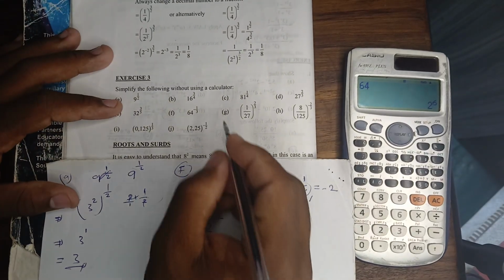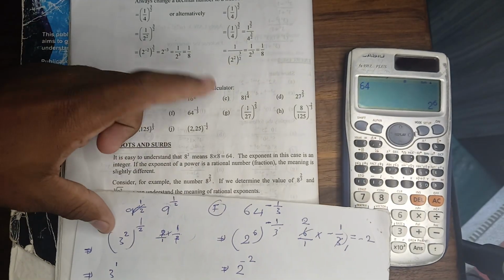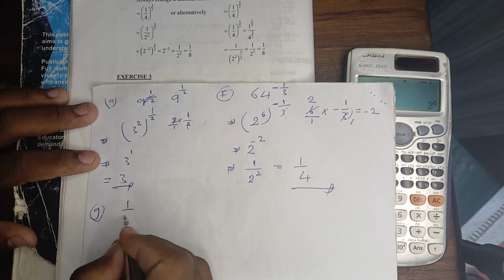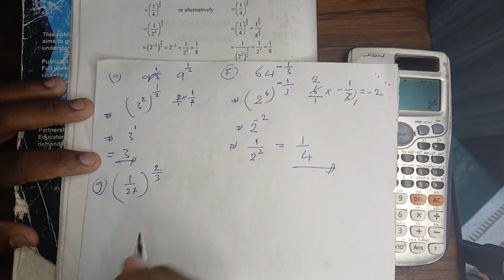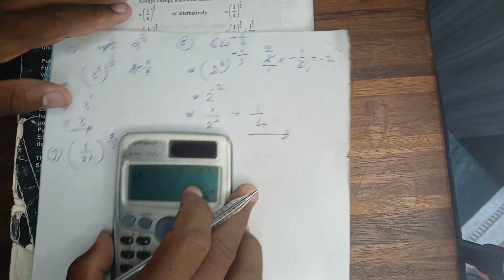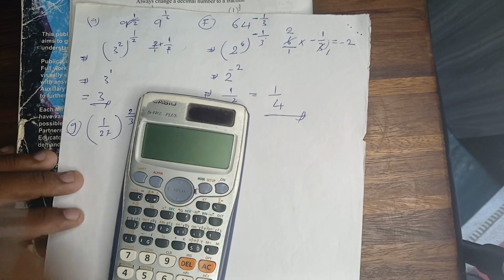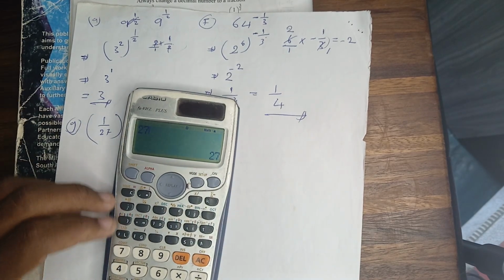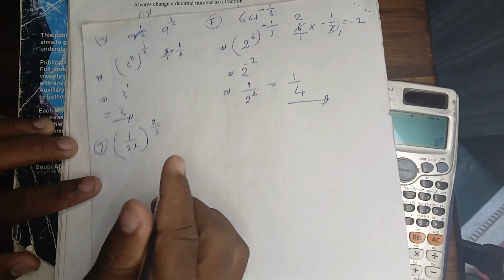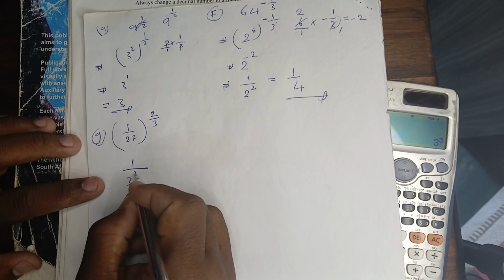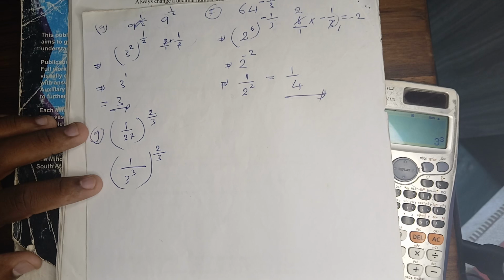And then from there, let me do G. It's a bit difficult. So G goes like 1 over 27 to the exponent 2 over 3. You're going to find the prime basis again. So 27 equals, then go to shift then fact, which is 3 to the exponent 3. So it's going to be 1 over 3 to the exponent 3, all to the exponent 2 over 3.